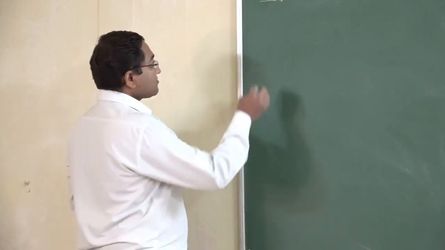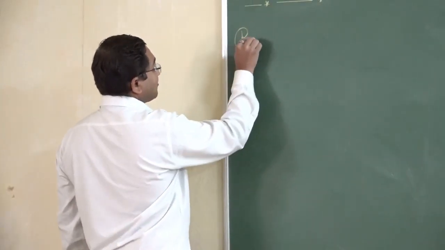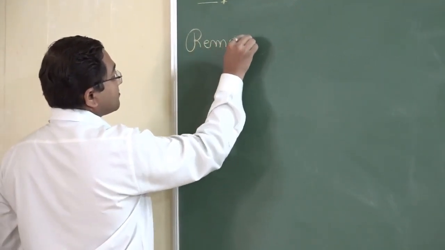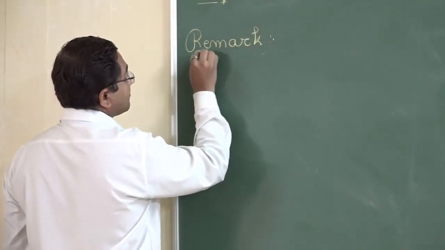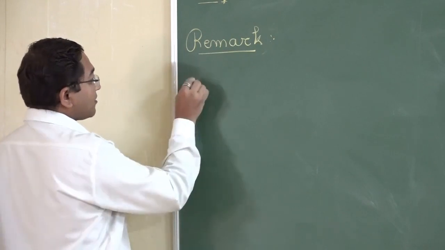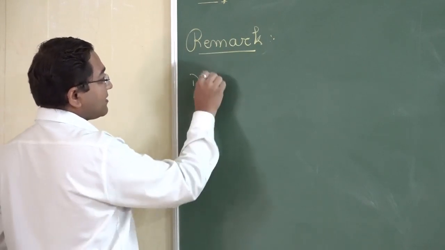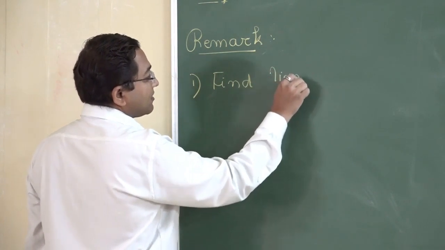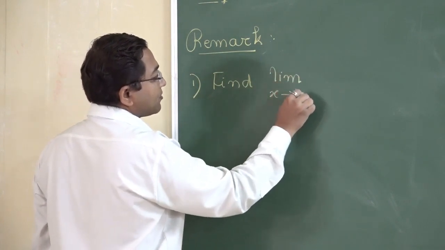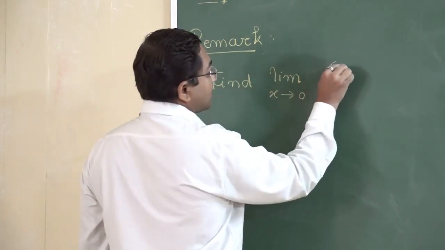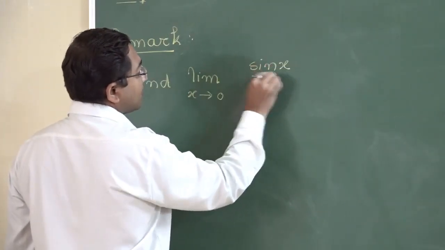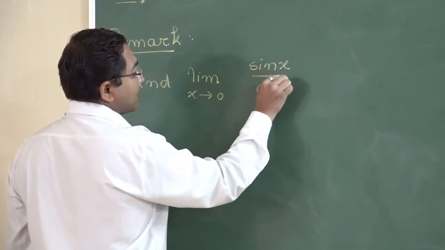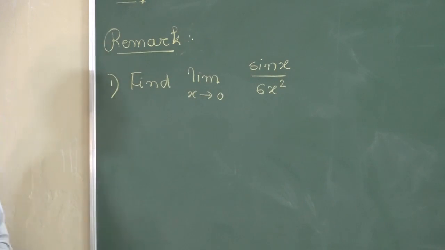Now, observe that remark. Suppose we have to find the limit as x tends to 0 of sin x upon 6x square.